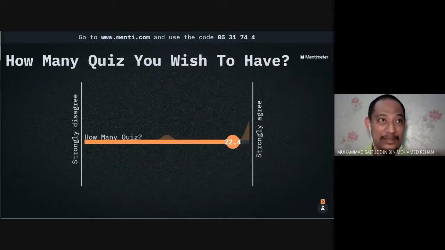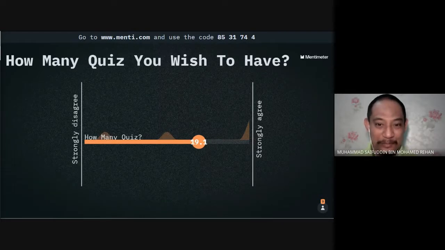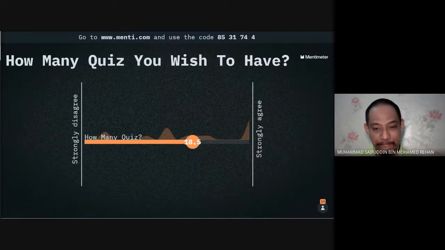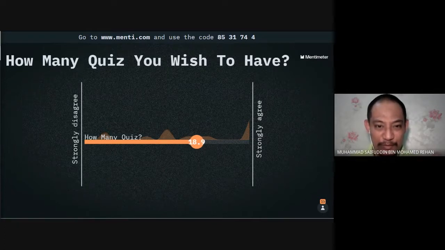But some students, even though I say it's not compulsory, are still affected because when they see a quiz, they become demoralized. So I just hope everyone can give their opinion, and at least I get a picture of where the majority is.